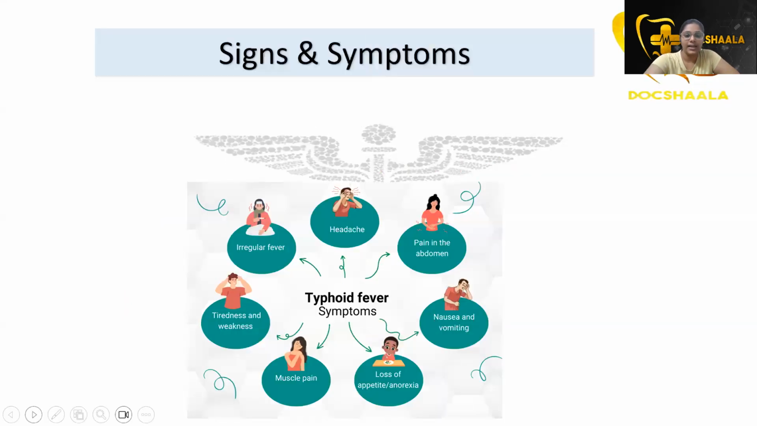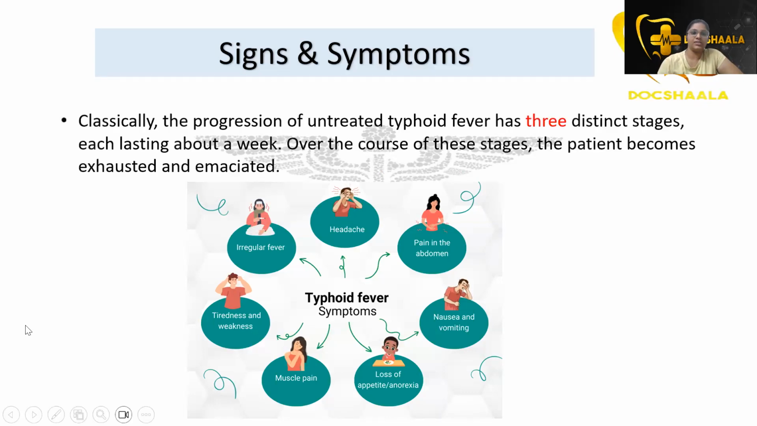Then what are the signs and symptoms? The image here shows regular signs and symptoms, like a patient will present with irregular fever, headache, pain in abdomen, tiredness and weakness, muscle pain, loss of appetite, nausea and vomiting. But specific symptoms and specific stages are there in typhoid fever. So based on those stages, we identify the diagnosis.